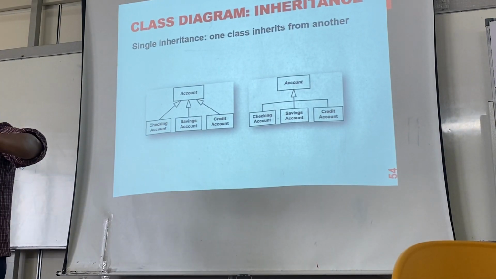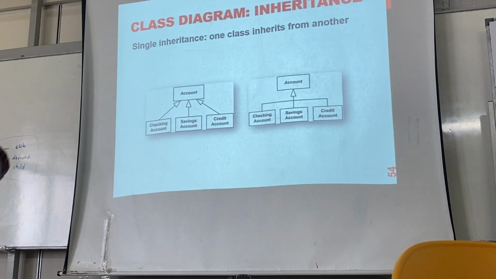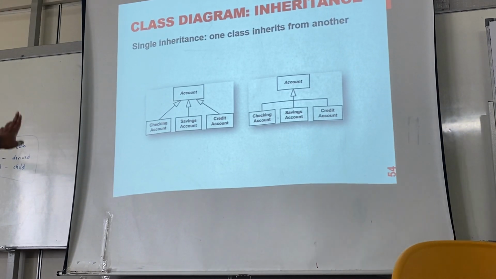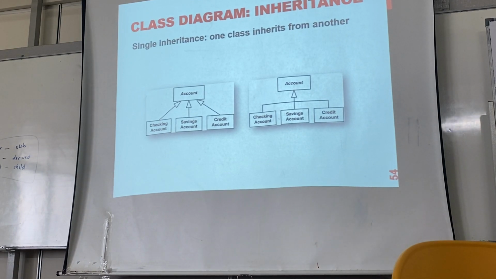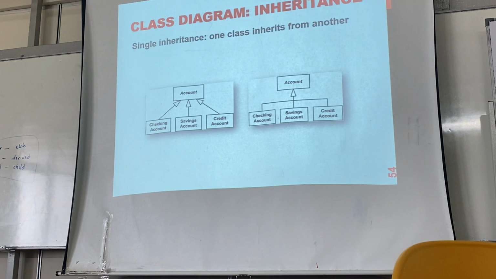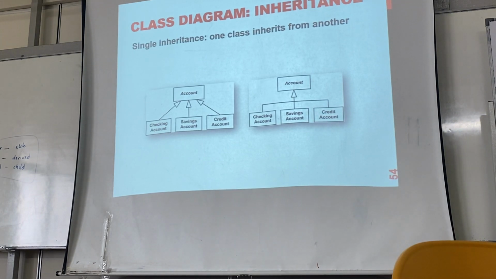Every year, every semester, I will have students who do it the other way around. I cannot give you marks. It is totally wrong, a different meaning. So you have to be careful. The arrow is always pointing to the parent. Here, the child inherits from the parent. The parent has limited function. The child can do more.